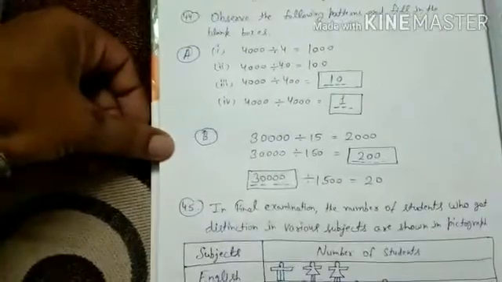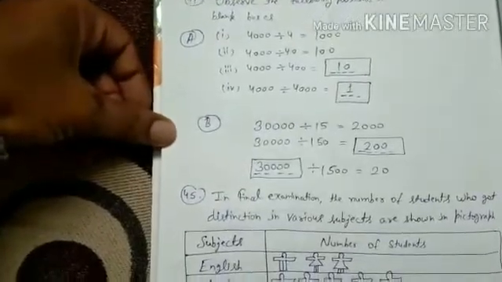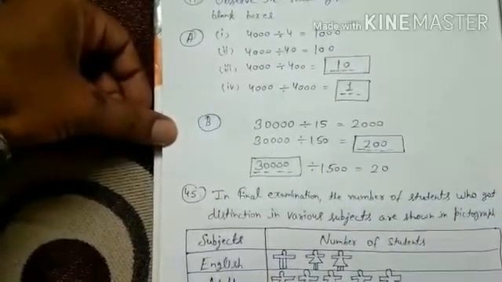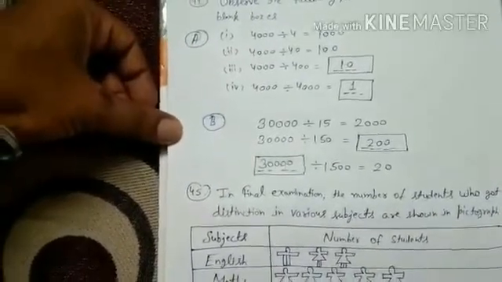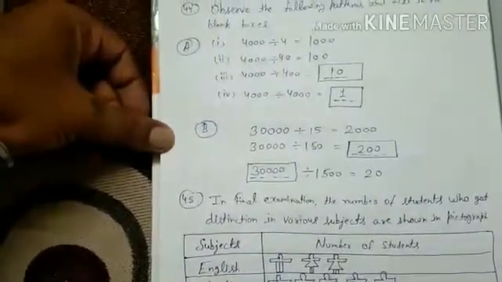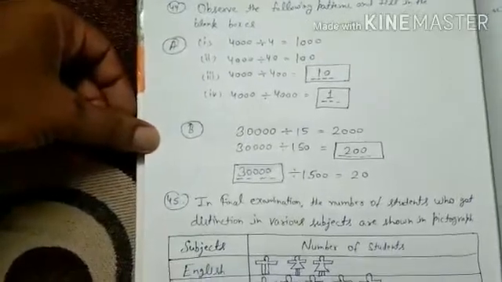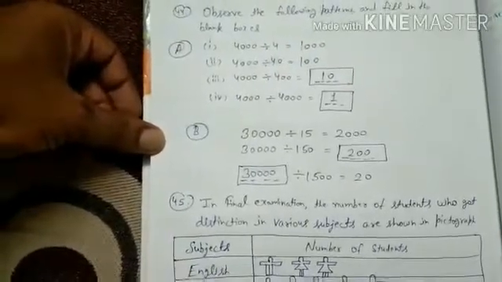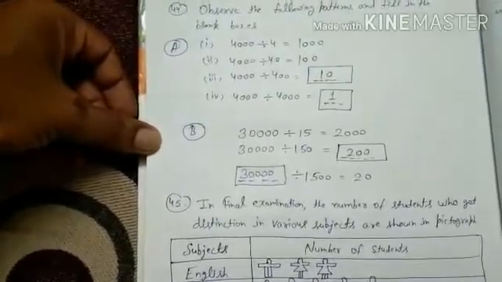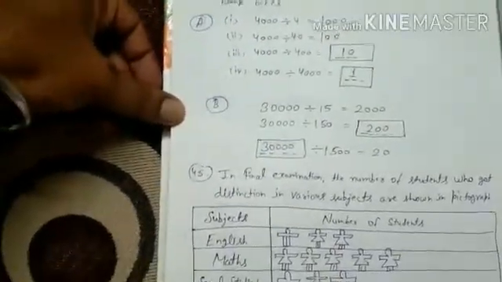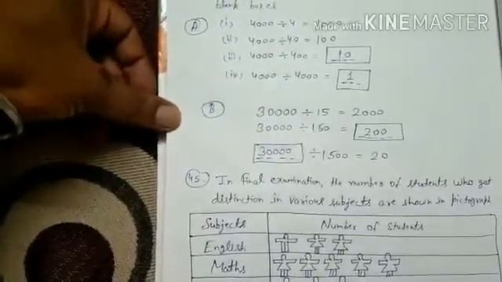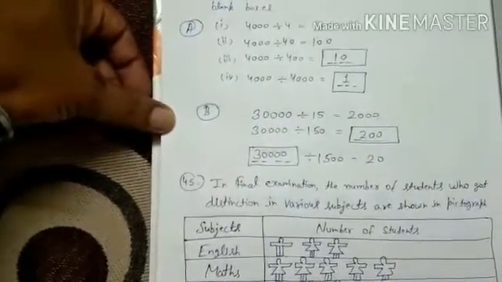Next, 30,000 divided by 15 we get answer 2000. You know, in 2000 we have 3 zeros because 30,000 divided by 15. Now next time 30,000 is divided by 150. 1 zero is increasing, that's why in the answer 1 zero is decreasing. Answer is 200. First answer was 2000, but now answer is 200. 1 zero is decreasing. Next, 30,000 is divided by 1500. We get 20. You know, in 1500 there are 2 zeros, that's why in the answer 1 zero is coming.